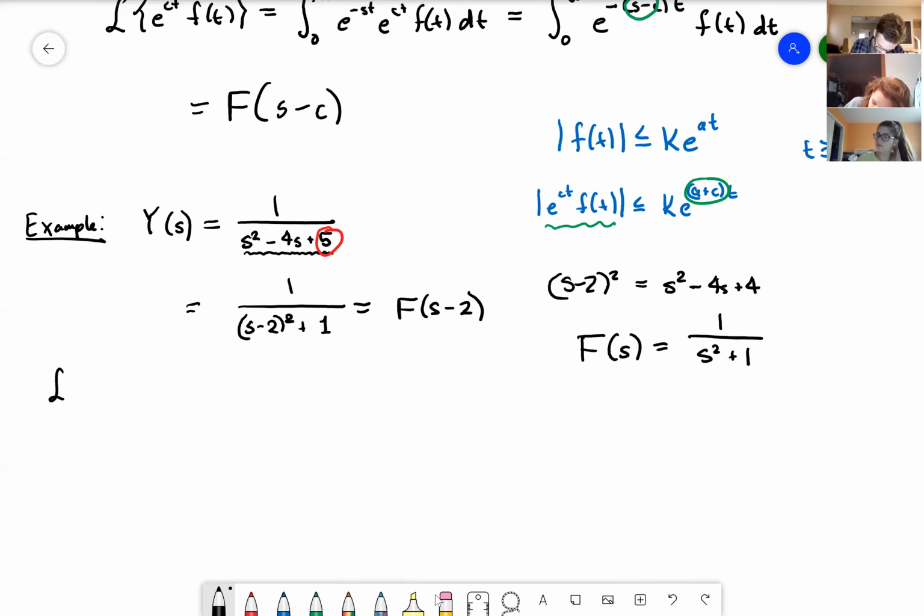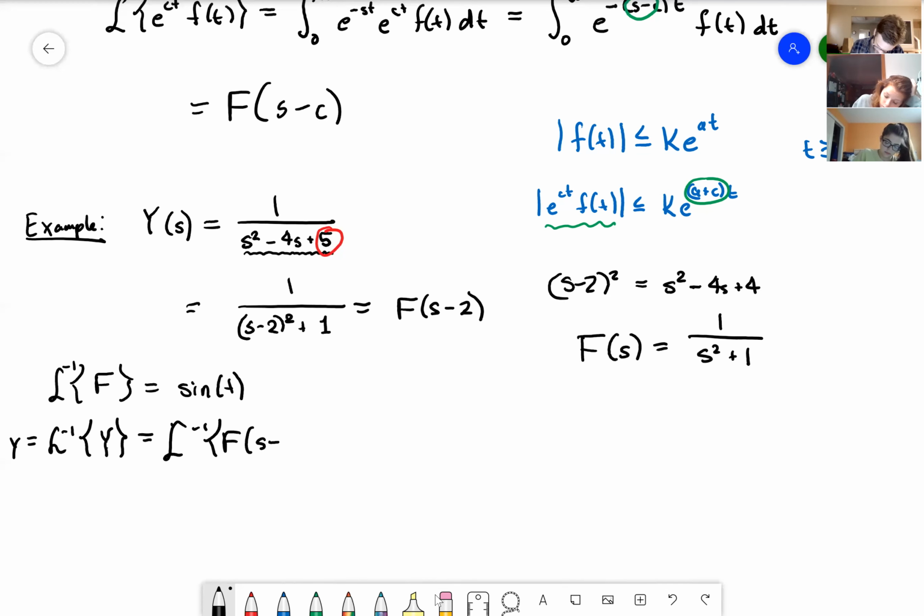Now, since we have the inverse Laplace transform of f, just sine of t, then what we get for the inverse Laplace transform of Y, that's our solution. That would be the inverse Laplace transform of f of s minus 2, which the result that we just saw tells us is equal to e to the 2t times the inverse Laplace transform of f, which we know is sine of t.